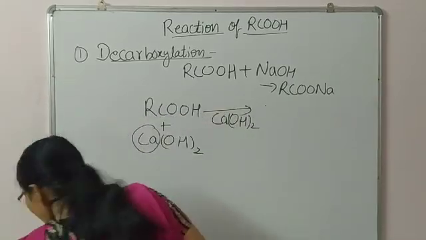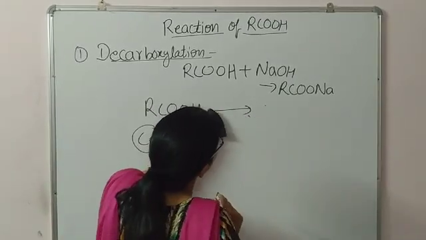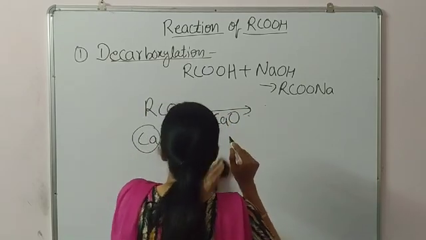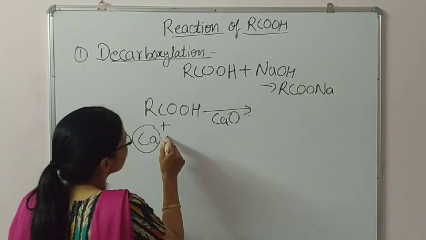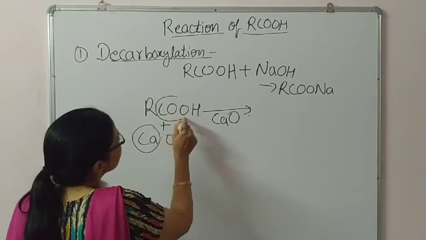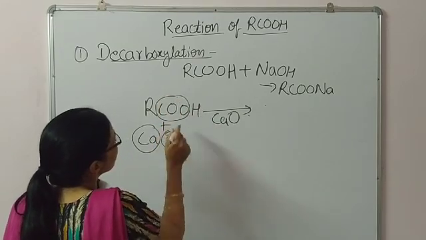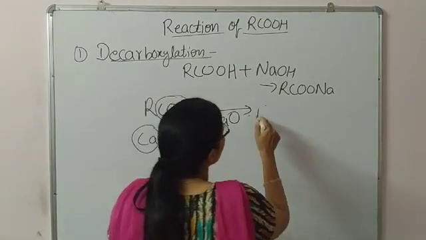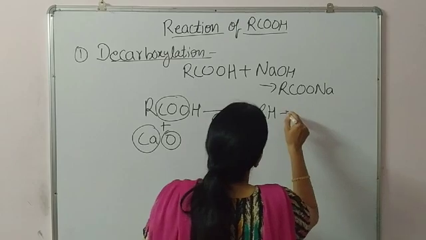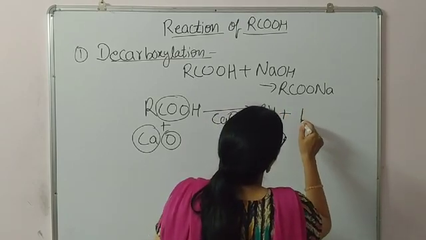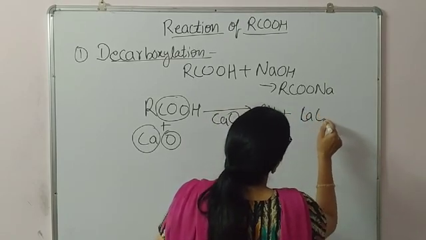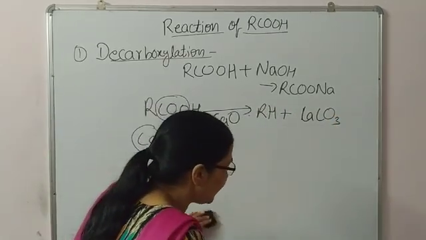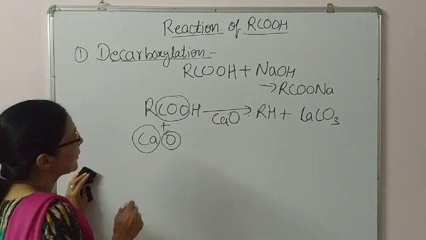Instead of Ca(OH)2, we will take quicklime, that is CaO. So all these atoms will be removed as CaCO3. There will be formation of alkane and CaCO3. There are enough methods to represent these reactions.